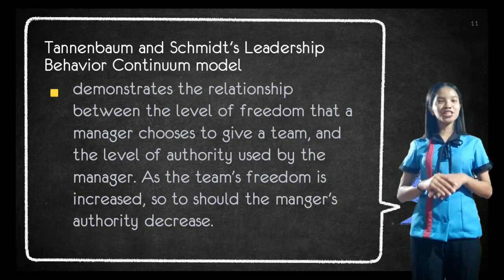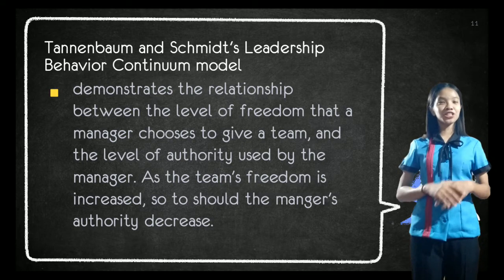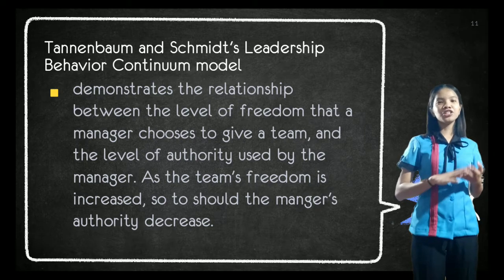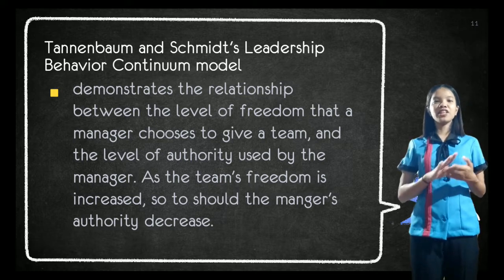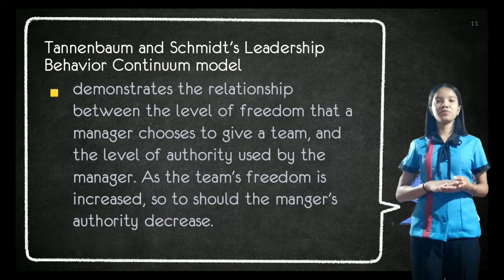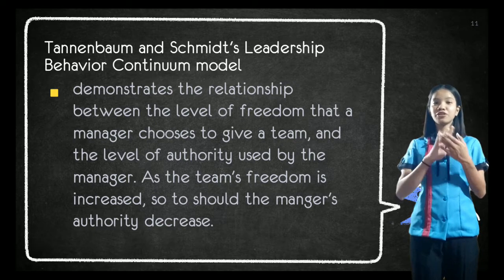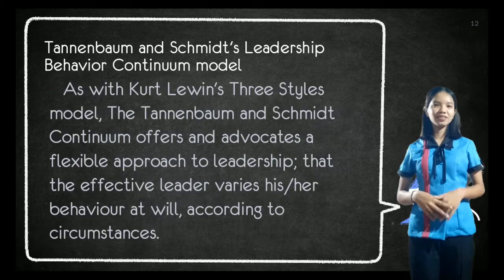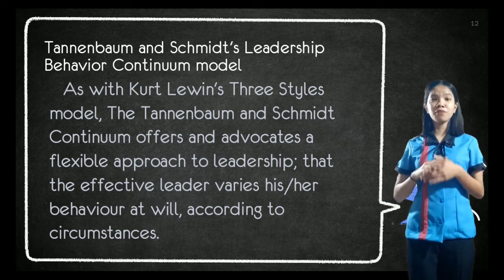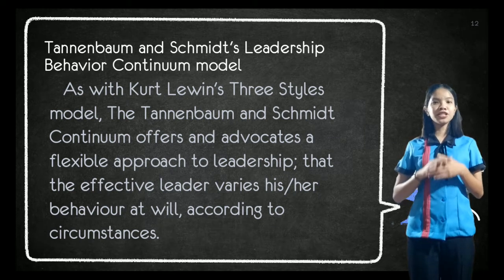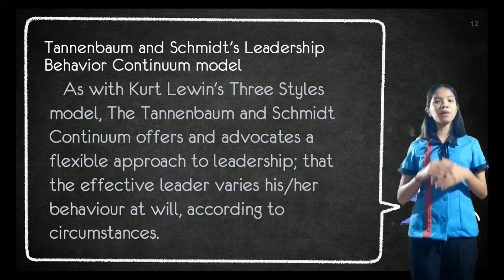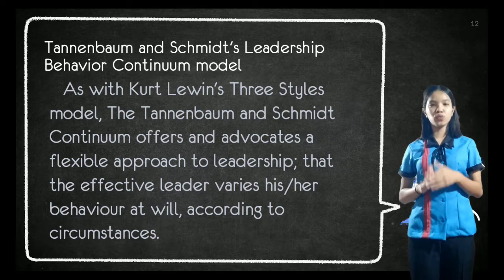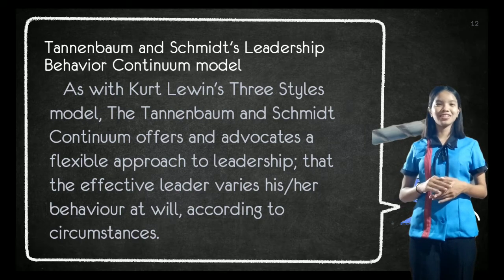Tannenbaum and Mead's leadership behavior continuum model. This model demonstrates the relationship between the level of freedom that a manager chooses to give a team and the level of authority used by the manager. As the team's freedom is increased, so too should the manager's authority decrease. As with Kurt Lewin's three styles model, the Tannenbaum and Mead's continuum advocates a flexible approach to leadership, that the effective leader varies his or her behavior at will according to circumstances.